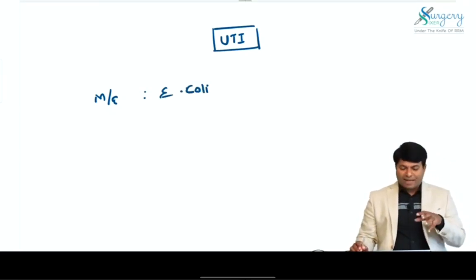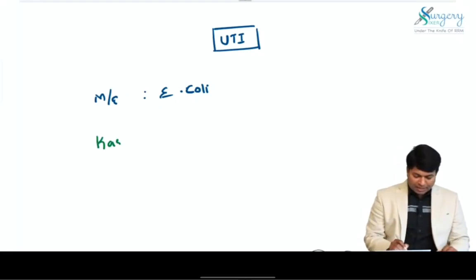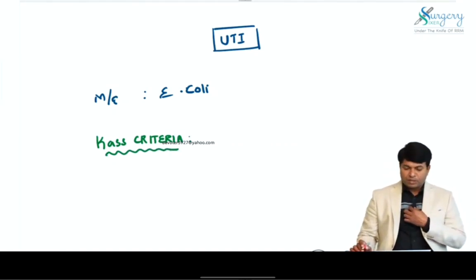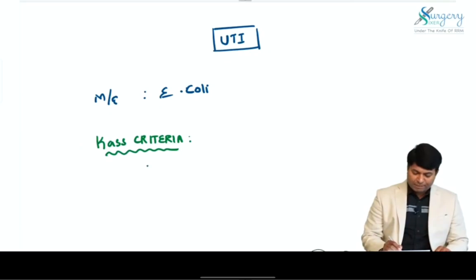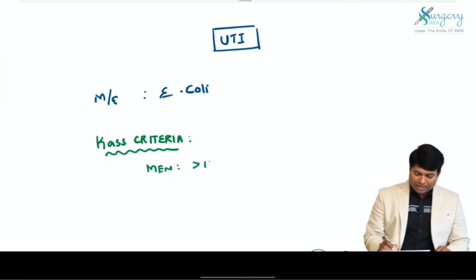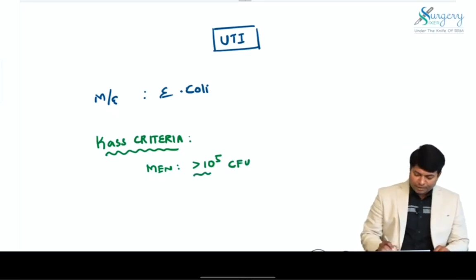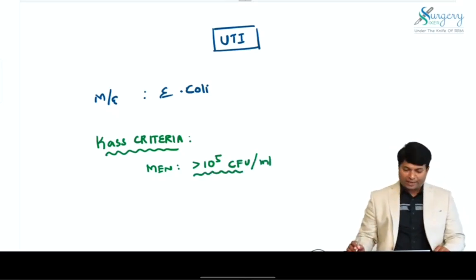And to say whether the patient is having UTI or not, we have a criteria known as Kass criteria. Bailey does not mention the name of Kass, but Bailey mentions what the point in Kass criteria is. Just remember the name Kass criteria. Kass criteria says a patient is having urinary tract infection in men when there is more than 10 to the power 5 colony forming units per ml of urine. So what does Kass criteria mean?